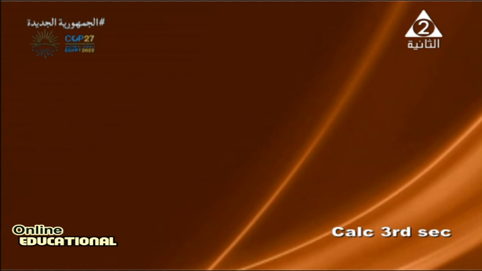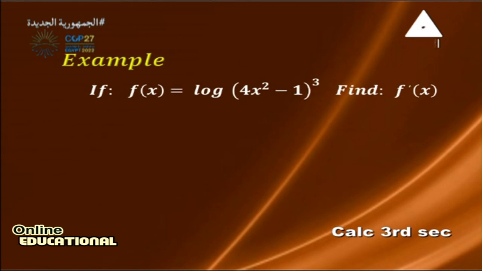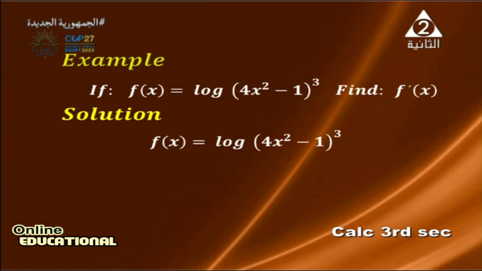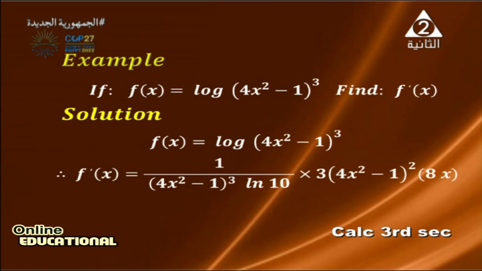Another example. If f of x equals log of (4x power 2 minus 1) all to the power 3, find f dash x. From the properties of logarithm, f dash x equals 1 over (4x power 2 minus 1) all to the power 3 ln a, multiply the derivative of the bracket.